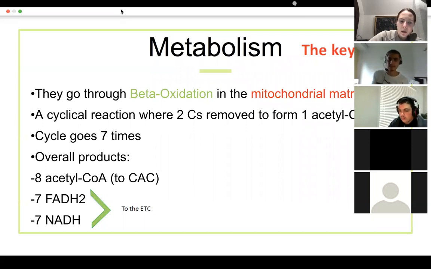Also, can I just add a quick point? It doesn't necessarily go through 7 times. That will depend on the length of the fatty acid being broken down. But usually it's 7 times. I think that's for one where I can't remember what that actual lipid is called, but yeah. Awesome, thanks, Lily.